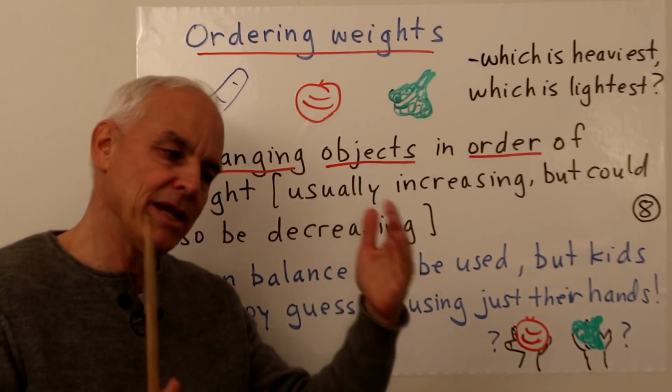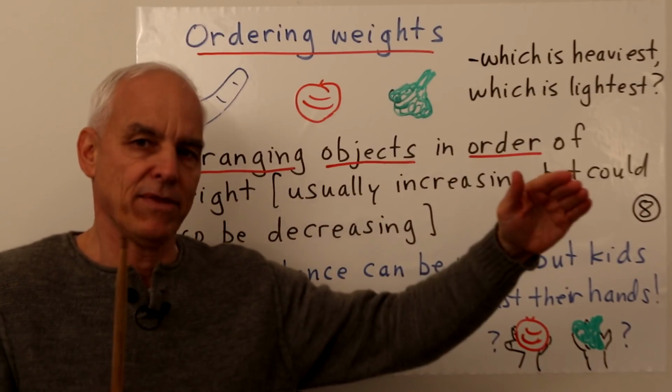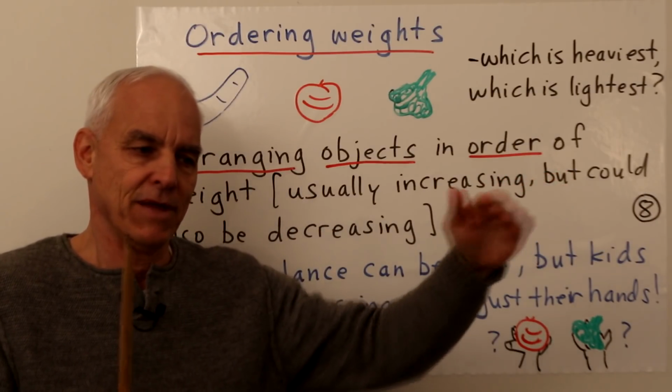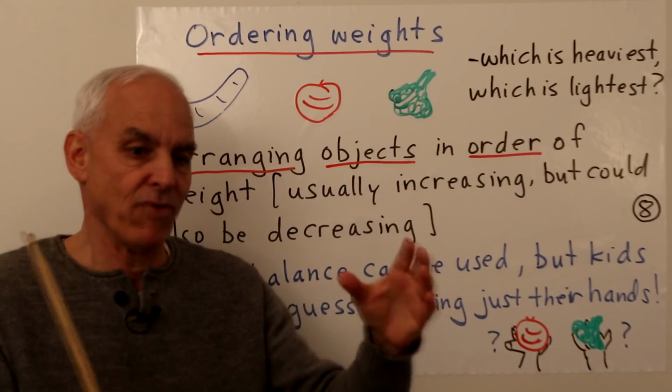Okay? But in either case, we want to establish this idea that we're ordering things. We have the sense of greater than and less than. That means if we have a number of things, we can put them in the right order.